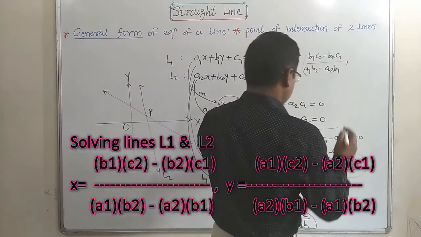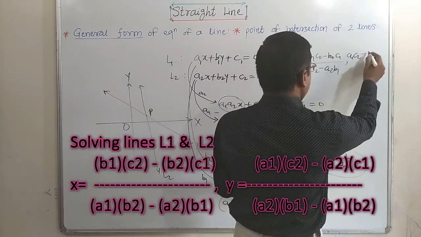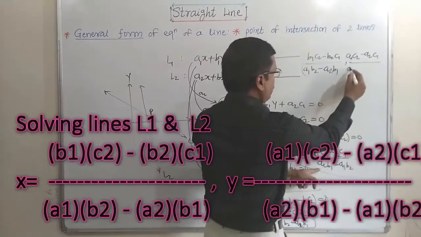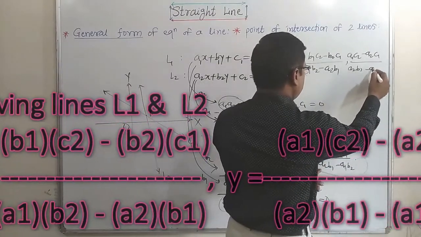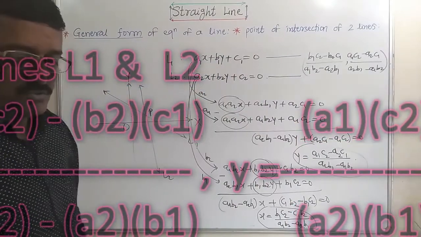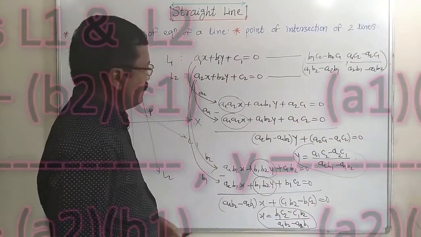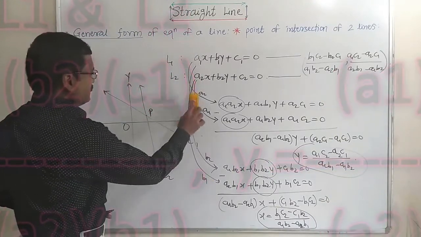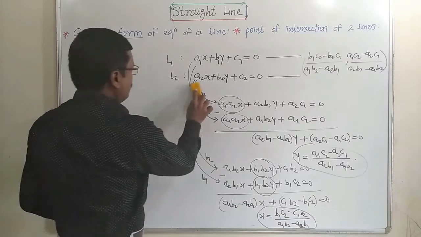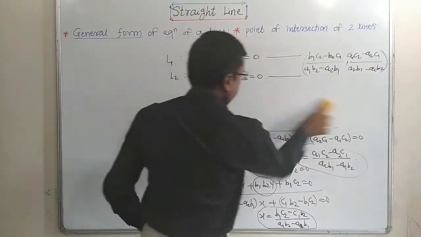Here is A1 C2, that is the y coordinate, minus A2 C1, upon A2 B1 minus A1 B1. So this is the point of intersection of these two lines which are in general form. Let us see one example of finding the point of intersection of two lines which are given in general form.